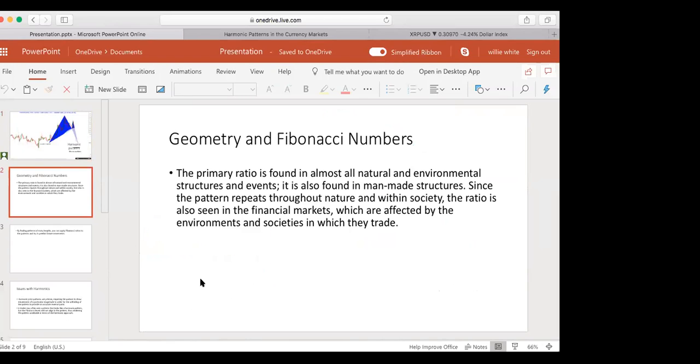All right, geometry and the Fibonacci numbers. So similar to the Fibonacci retracement, when you draw up these harmonic patterns, you will notice a ratio that is very similar to the Fibonacci retracement numbers. The primary ratio is found in almost all natural and environmental structures. Since the patterns repeat throughout nature and within society, the ratio is also seen in the financial markets, specifically the Fibonacci retracements.